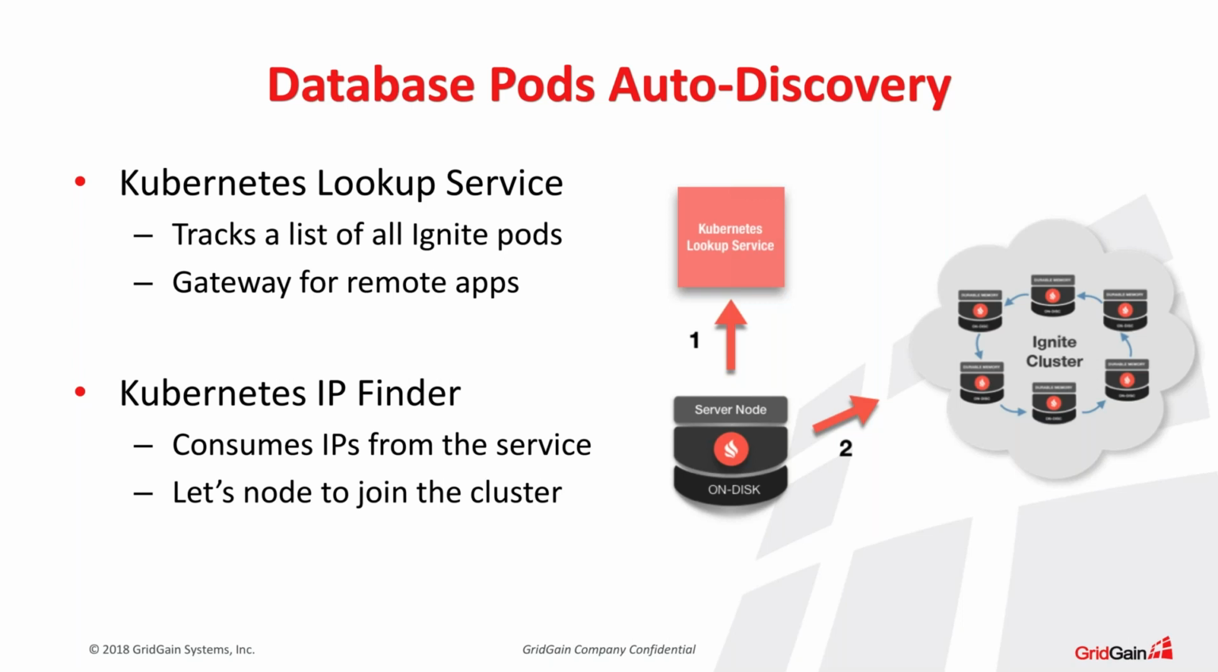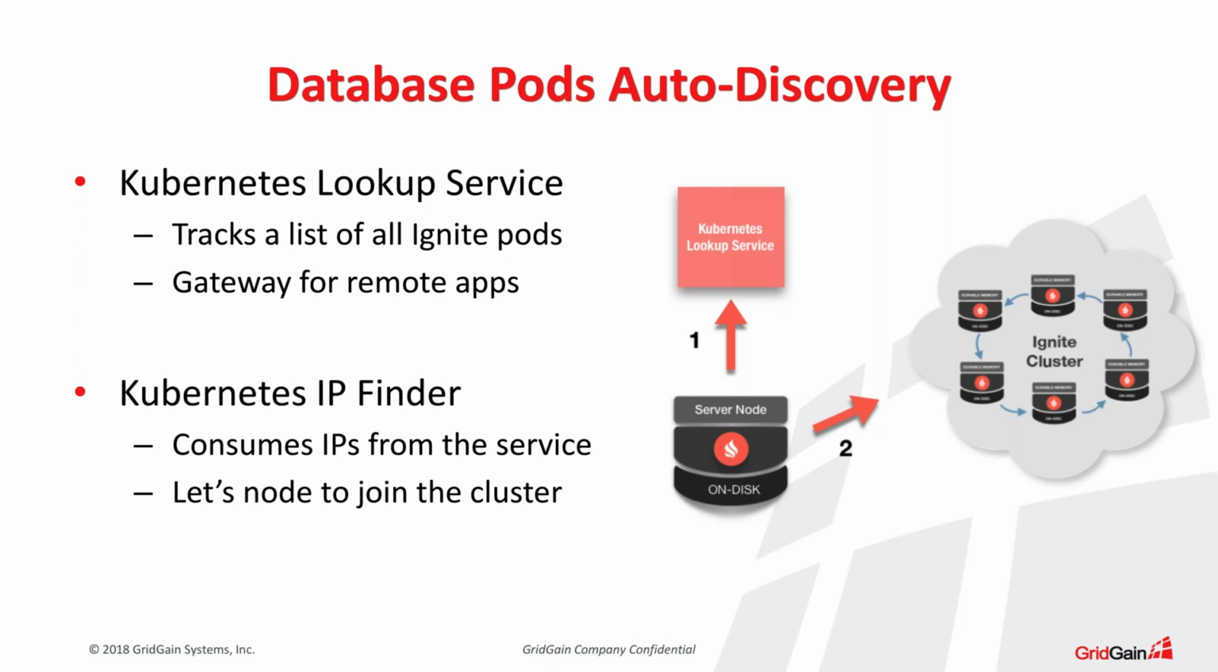And this is the first part of bringing in the nodes auto discovery to Kubernetes. The second part is that we need to use a dedicated IP finder for our cluster nodes within Kubernetes. And that IP finder's implementation is pretty straightforward.